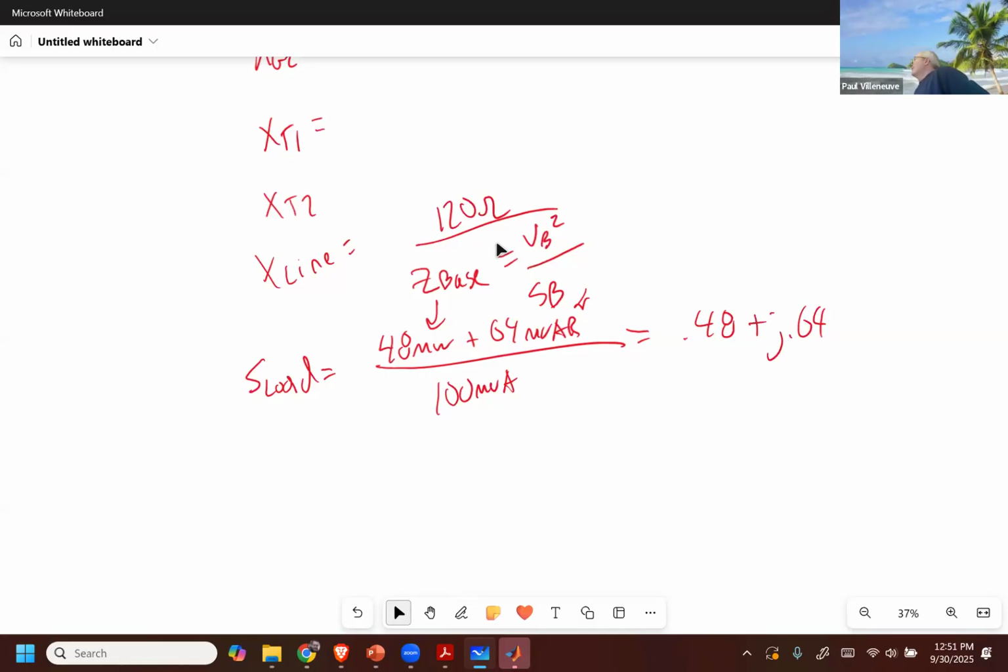We talked about this in lab too, and even in class, we talked about constant impedance or constant kVA loads. Just treat this as a constant kVA load, and then it's just 0.4 plus j0.64. Okay. Any other questions on number 3? All right, let's go to number 4.